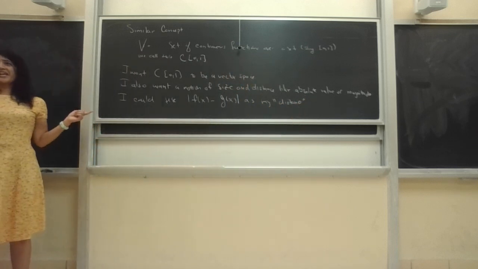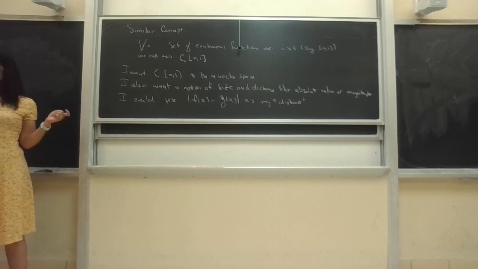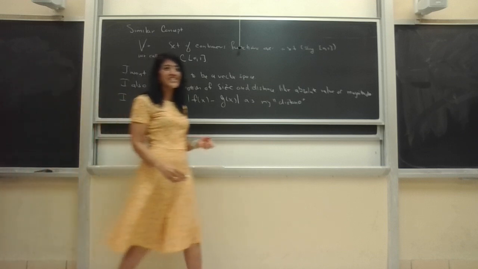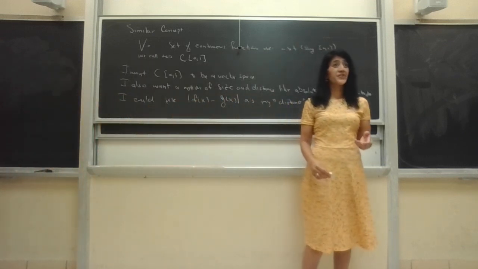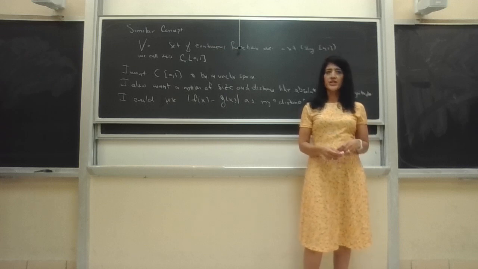Because one of the things I want in a good space, a good vector space with a good distance, is I want all Cauchy sequences to converge. Because I need that. For a lot of the theorems that you have in this class, I need Cauchy sequences to converge. And it's not going to work out for a pointwise definition like this. And I can show you a quick example.